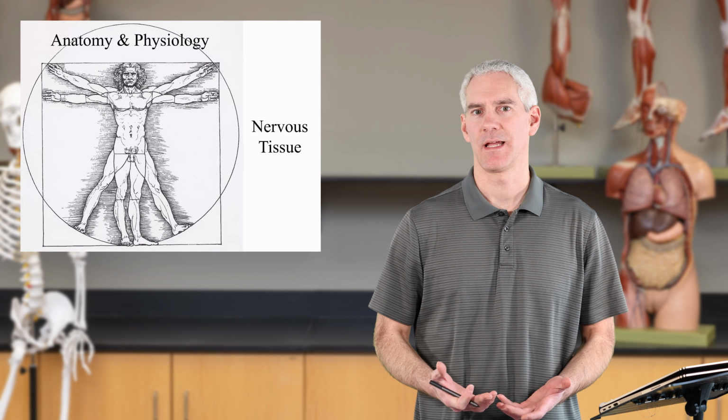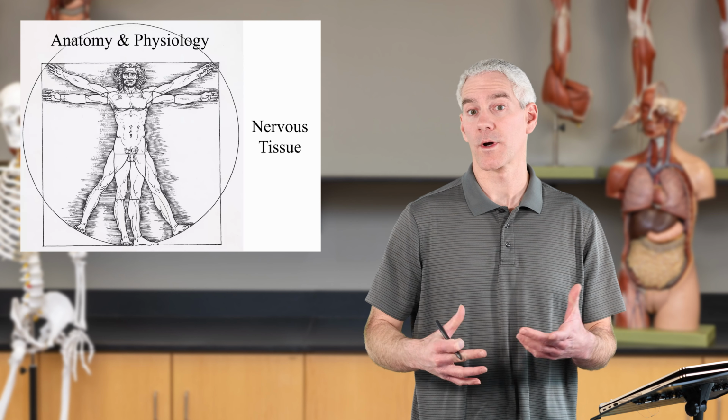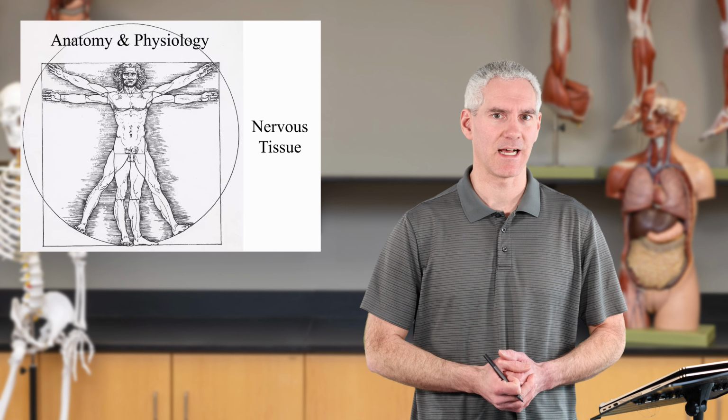The nervous system has quite a few components to it, so we're going to start with the nervous tissue. What are the divisions, how are things structured, and how does it work? So we'll get into some physiology here as well.